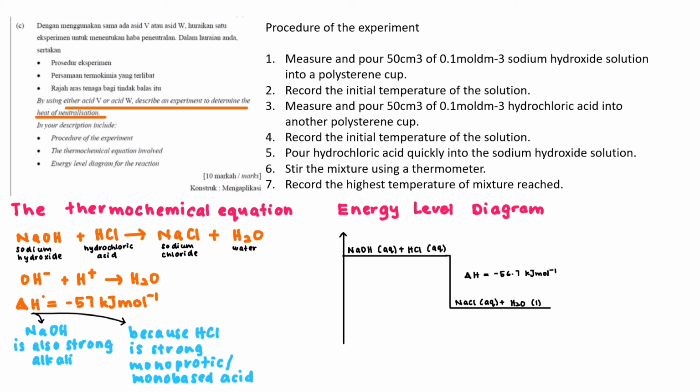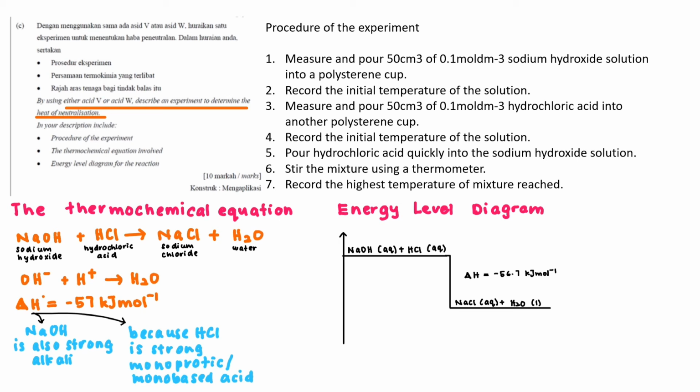Fifth, pour the hydrochloric acid quickly into the sodium hydroxide solution. Sixth, stir the mixture using a thermometer. Seventh, record the highest temperature of the mixture reached.